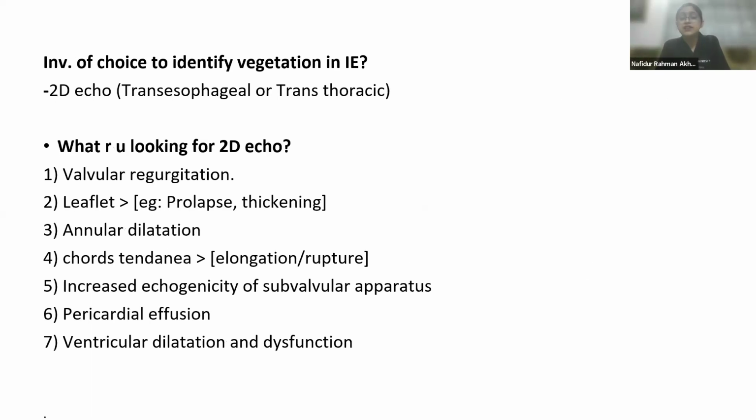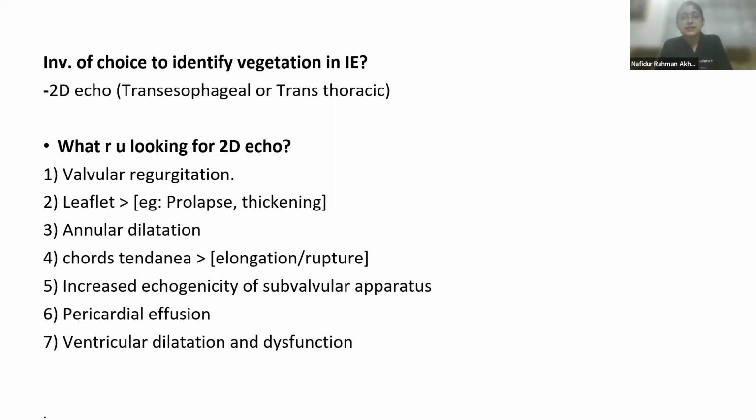Next one, investigation of choice. You said the right thing, 2D echo. Then next one, what are you looking for in 2D echo? There are 7 points. There will be regurgitation, the leaflets will be prolapsed and thickened, there will be annular dilatation, caudal elongation or rupture, increased echogenicity, there will be pericardial effusion and ventricular dilatation. You have said only 5. The other 2 you have said, etc.